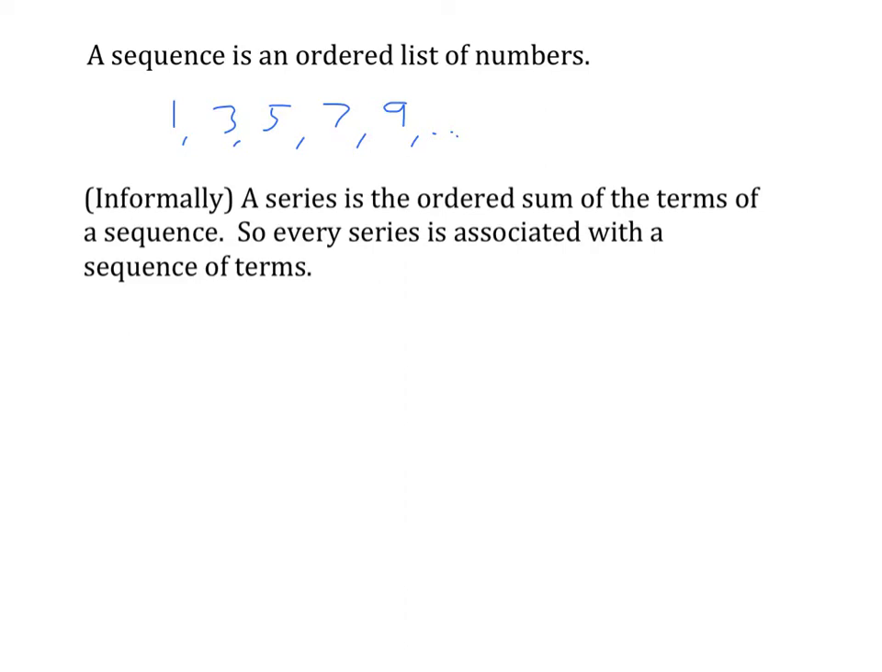So the series associated with that sequence would be 1 plus 3 plus 5 plus 7 plus 9 plus, and so on. The thing I want you to remember is that every series is associated with a sequence of terms. You can't have a series if you don't have a sequence. A series just means you're taking a sequence and adding up all of the terms instead of just thinking about them as disjoint numbers in a list of numbers.